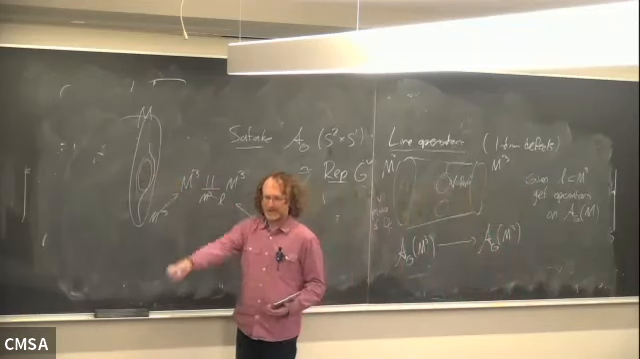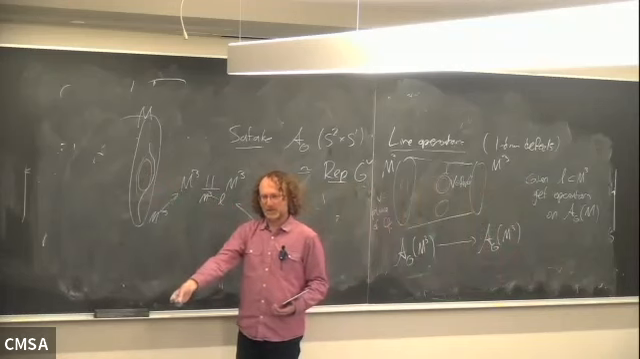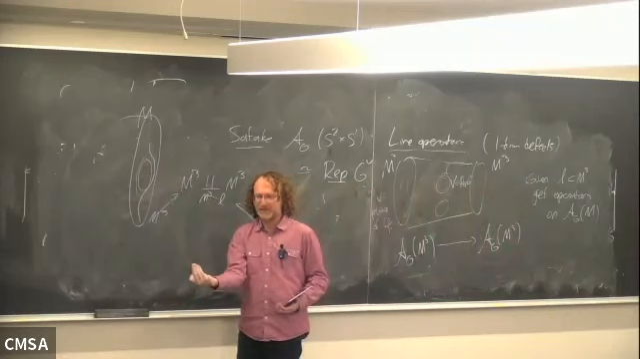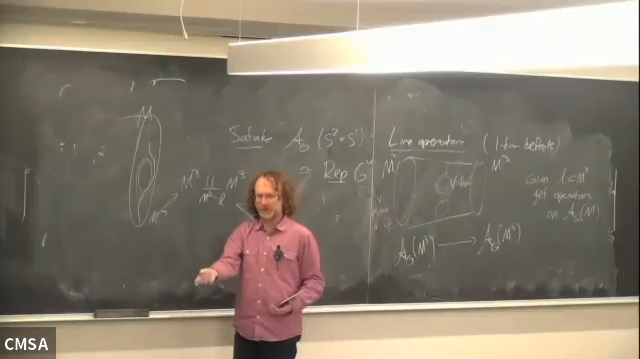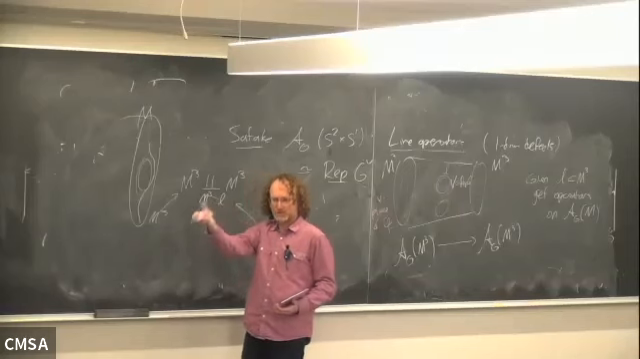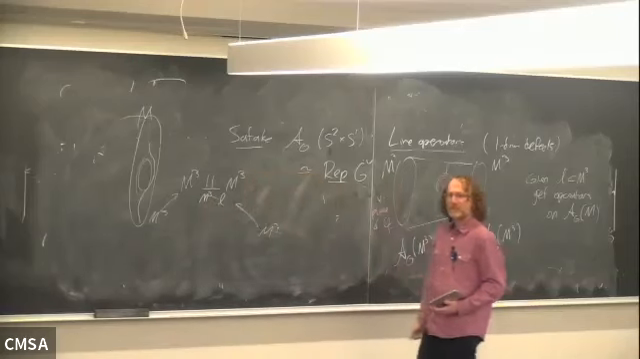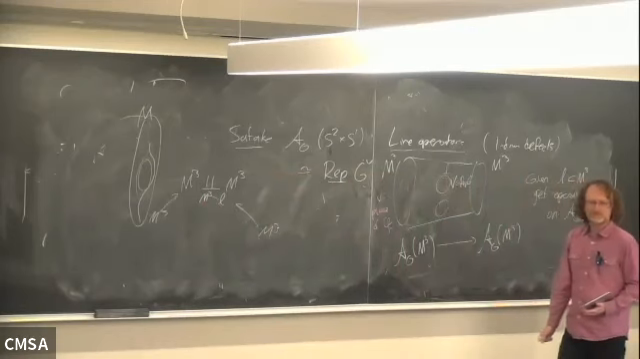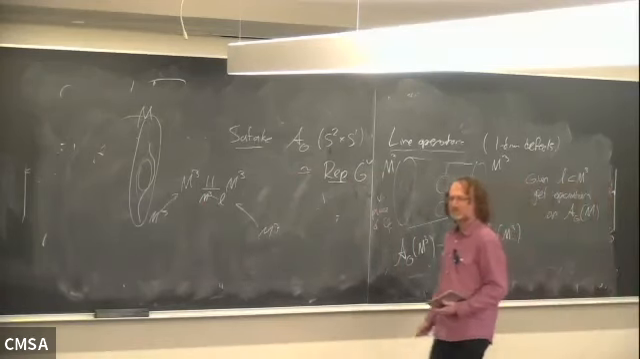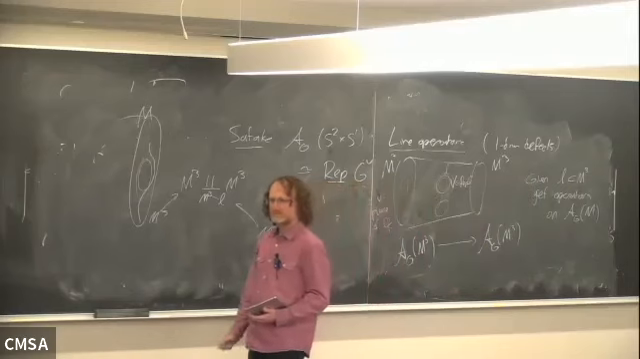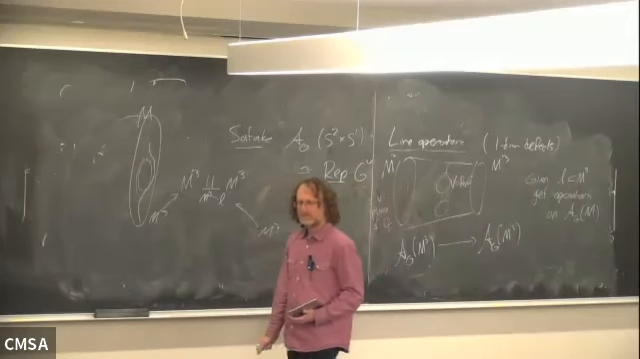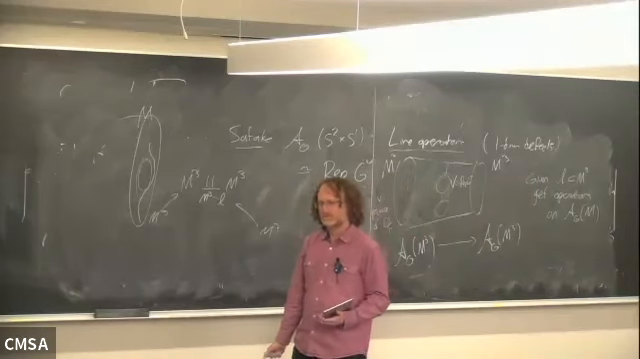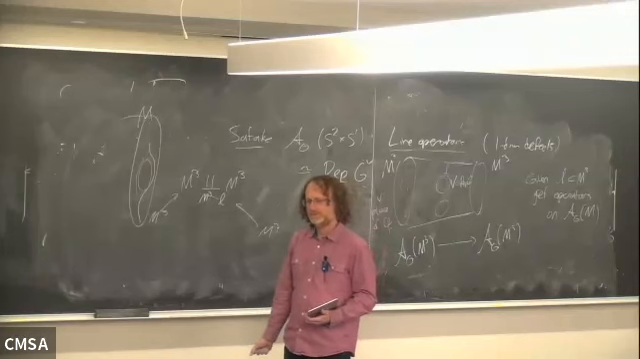I'm allowing my gauge fields to have some singularity along a line, and I'm labeling that type of singularity by a solution of the equations of motion on that linking sphere. So you can label these by states on the boundary of the tubular neighborhood.